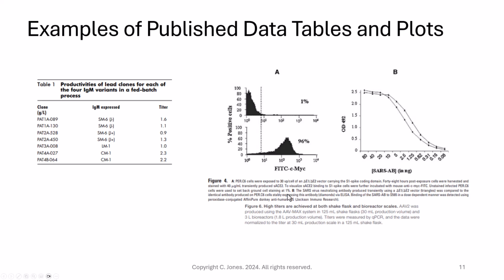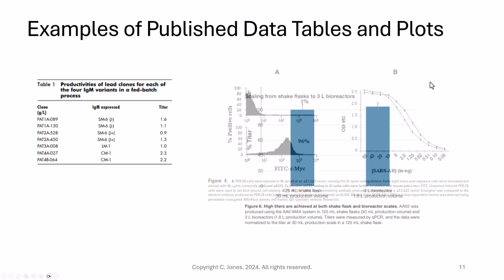This table is a little bit more informative. Here we're looking at PER-C6 cells, and they're exposed to a vector, some kind of DNA carrying the S1 spike coding domain. So this is some kind of COVID study, and they're measuring the production of the spike domain and binding. And so again, here we have the percentage of positive cells. We have the dye that's binding to c-Myc, and then we're looking at the SARS antibody. And again, this is a transformational log, and we're measuring an absorbance. So there's a little bit better information here.